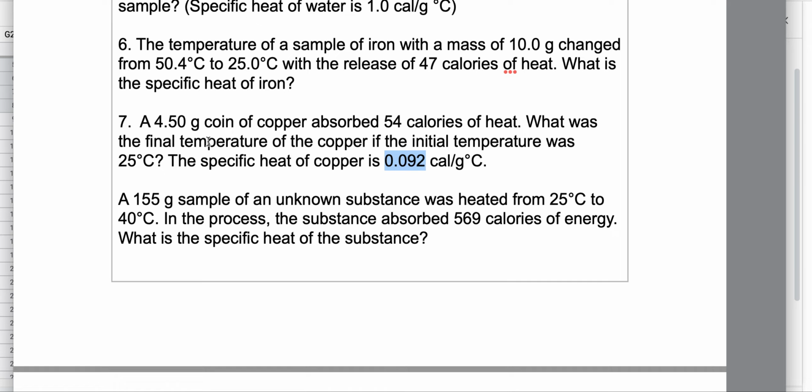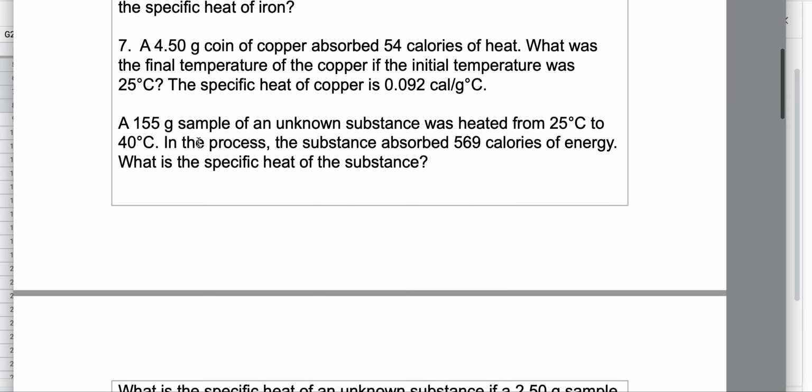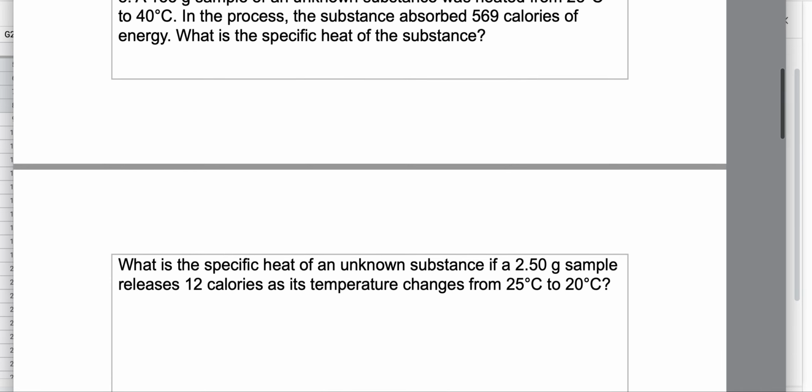It says, what was the final temperature if the initial temperature was 25? So if it started at 25 and you just found the change in temperature, then you have to add that change to the initial. Okay, heat's being absorbed. Take your change and add it to 25 to get your final. Okay? You can pause and finish the calculations and then come back for number 8.